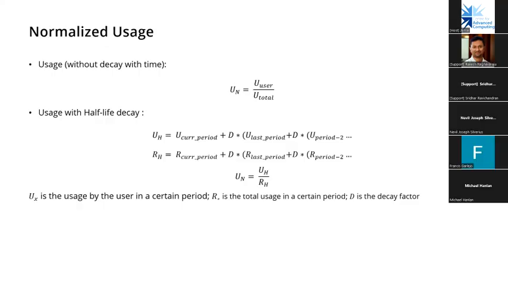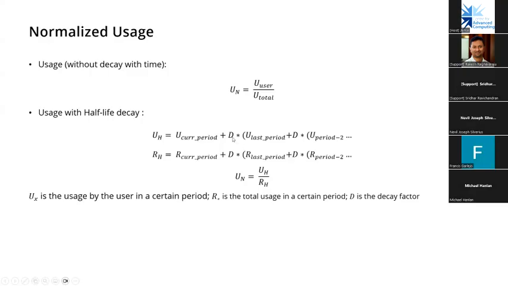If we are taking half-life into account, the whole usage is segmented into different periods based on how it's defined in slurm.conf. And in each of these periods, the usage is calculated. This is defined by this, the current period.